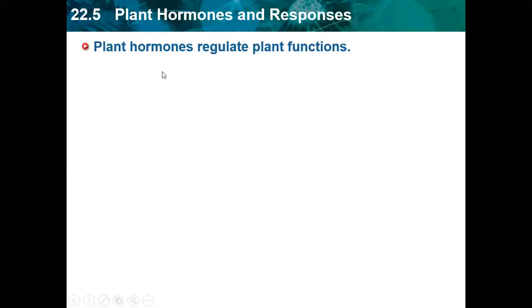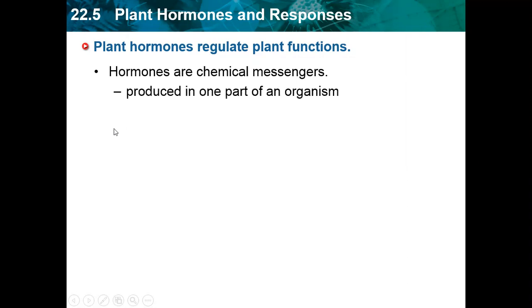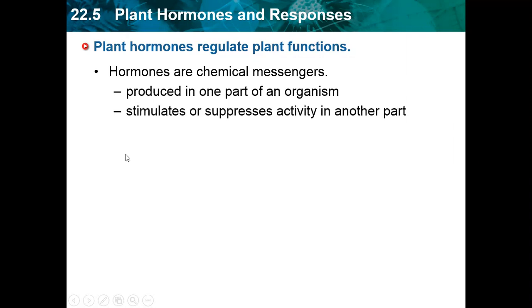Plant hormones regulate plant functions. Hormones are chemical messages. They are made in one part of an organism, and they can stimulate or suppress activity in another part. Meaning hormones are made in one part of you and have to be moved to some other parts of you to carry out some functions in it.